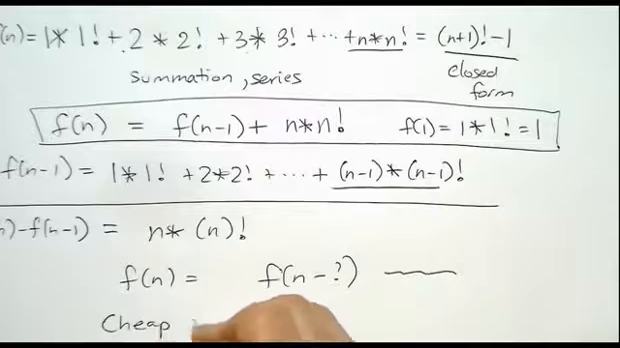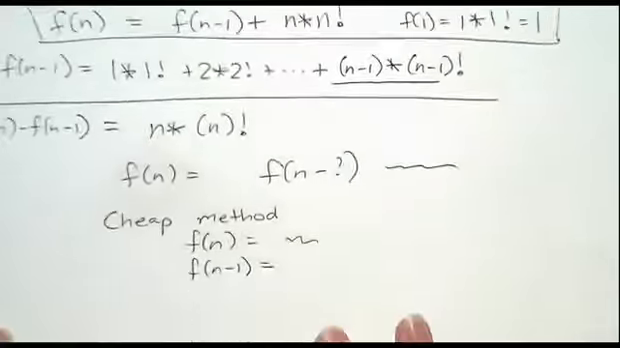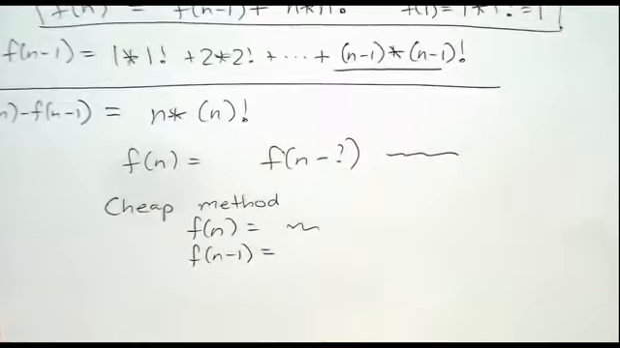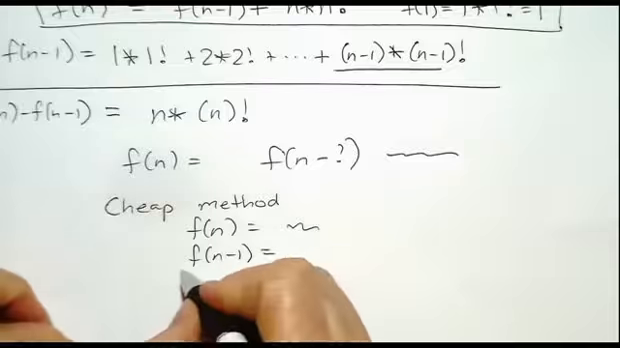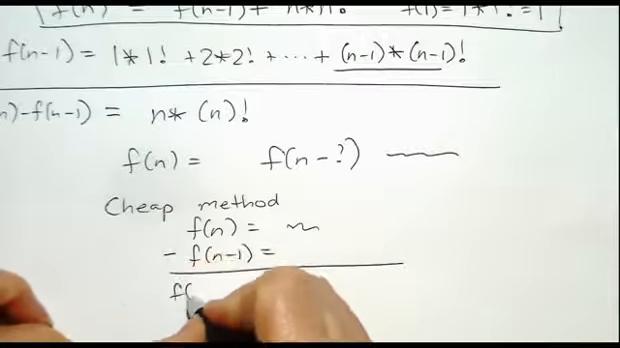So the cheat method is, if I need to come up with a recurrence for something, so if I have f of n equals something, I figure out what f of n minus 1 is. And that's not hard to do, because all I have to do is copy everything, and everywhere I see an n, I replace it with n minus 1 and put parentheses around it so I make sure I don't make any errors. And then I just need to subtract one from the other.